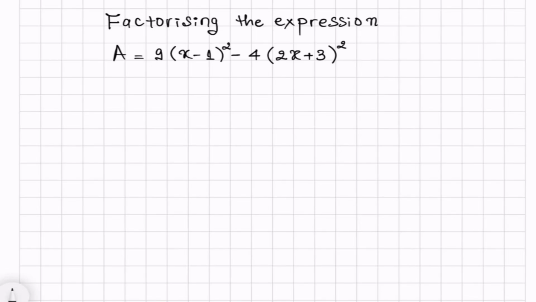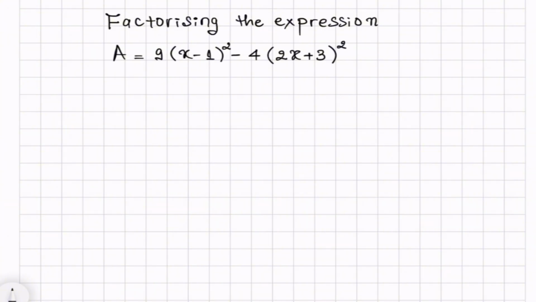Hi everyone. In this video we are going to factorize the expression A. We have A equal to 9 times (x minus 1) all squared minus 4 times (2x plus 3) all squared. So this looks like a simple question.